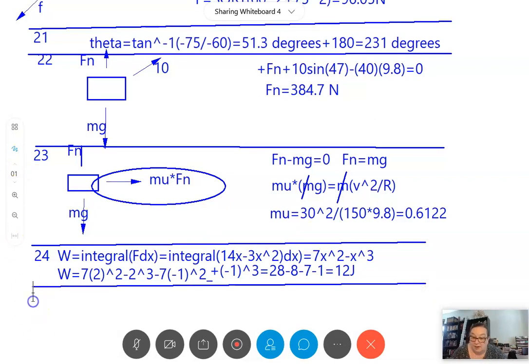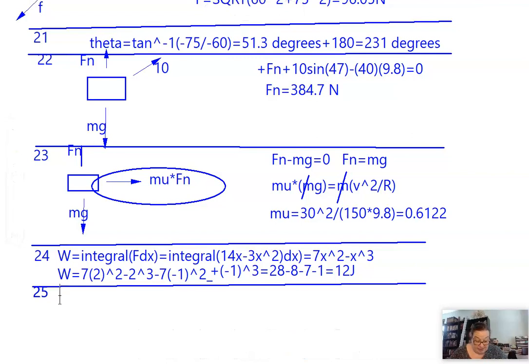All right, number 25. A block of mass m is released from rest at a height r above a horizontal surface. The acceleration due to gravity is g. The block slides along the inside of a frictionless circular hoop of radius r. Which of the following expressions gives the speed of the mass at the bottom of the hoop? So it's released at rest from a height r above a horizontal surface.